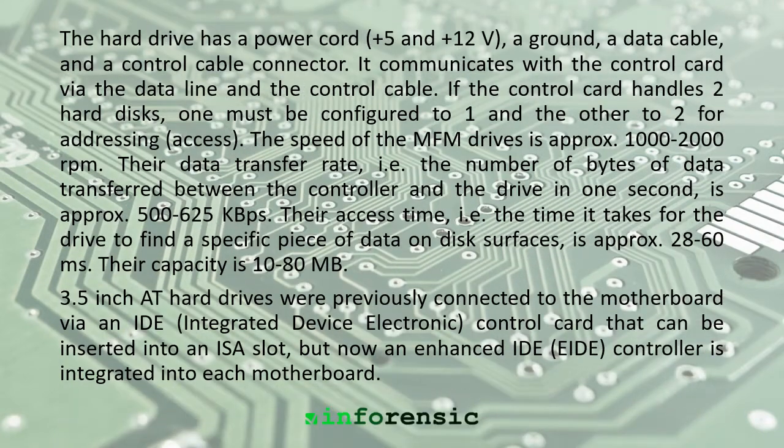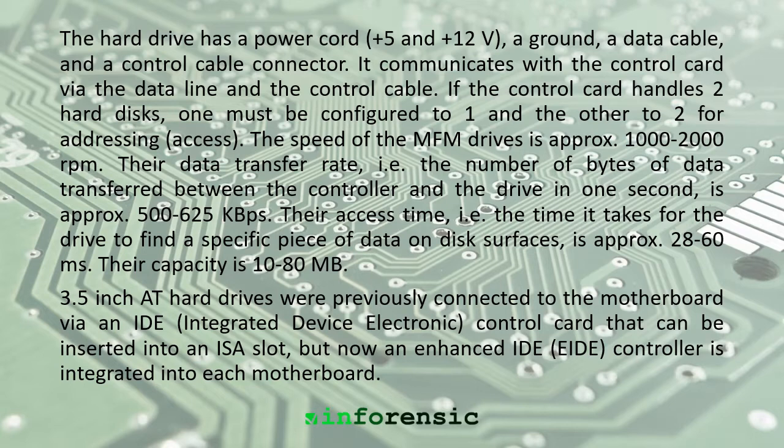The hard drive has a power cord, +5 and +12 volts, a ground, a data cable, and a control cable connector. It communicates with the control card via the data line and the control cable. If the control card handles 2 hard disks, one must be configured to 1 and the other to 2 for addressing access. The speed of the drive is approx.